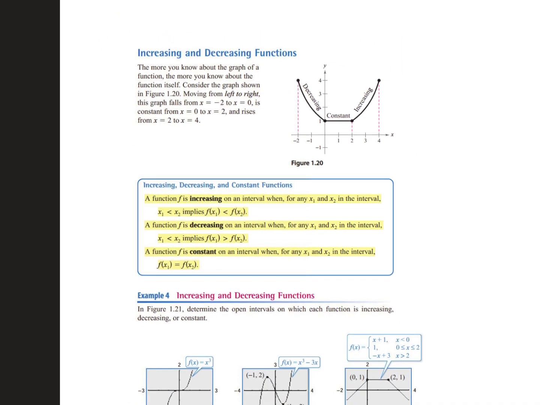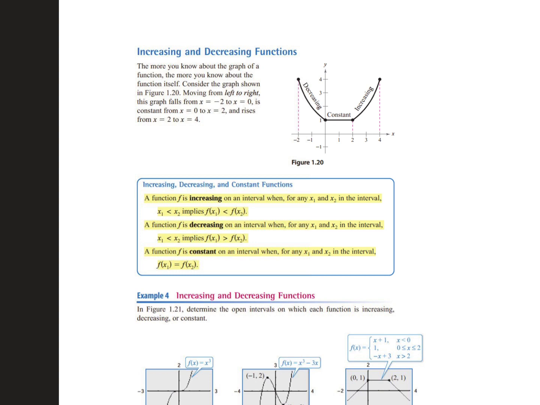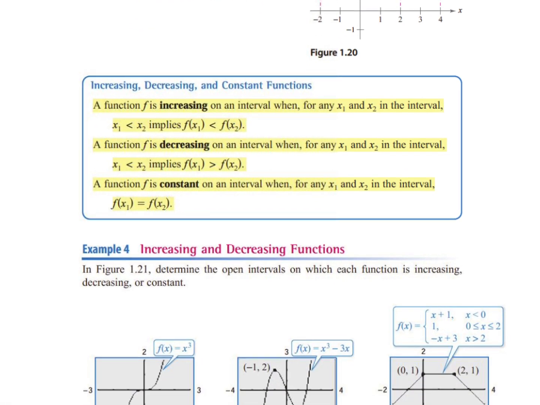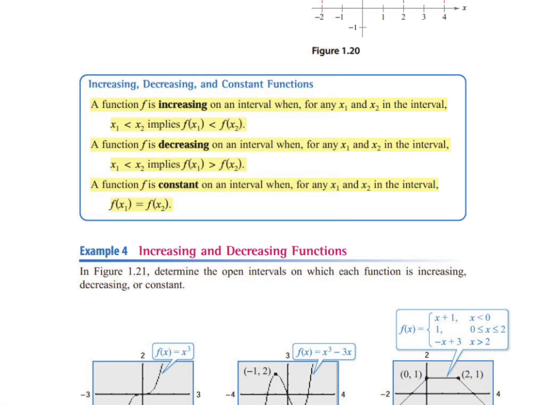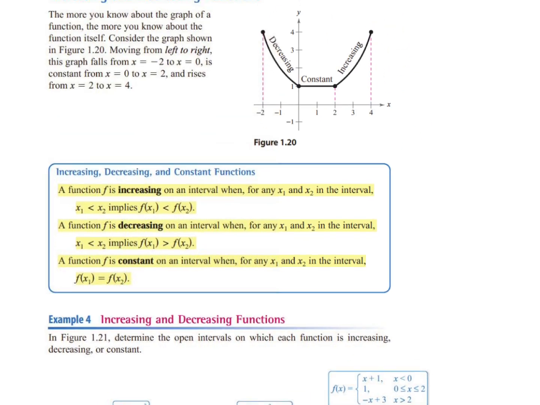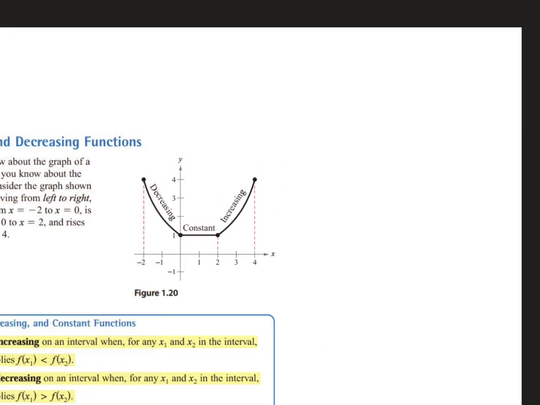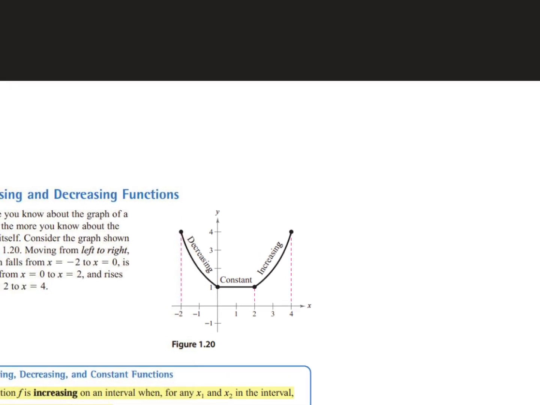All right, we're going to talk about intervals of increase, decrease. Let's read this box here. A function f is increasing on an interval when, for any x sub 1 and x sub 2 in the interval, x sub 1 is less than x sub 2 implies that f of x sub 1 is less than f of x sub 2. Does that make sense? No. Okay. So now we're going to put it in high school math terms. That's just there to humor some of us.